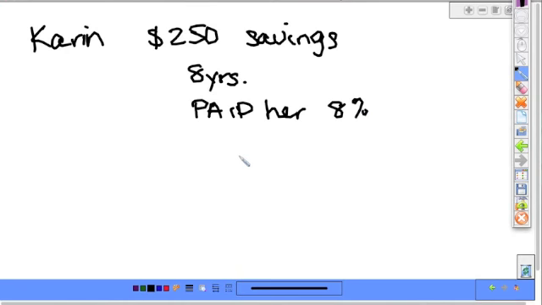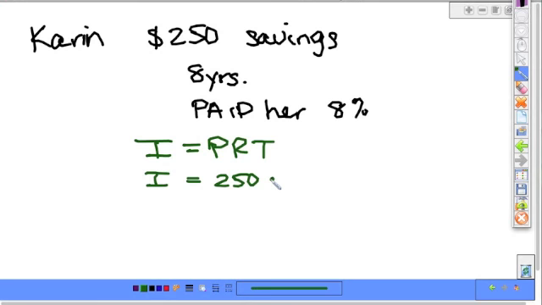Okay, so which means we're going to take our formula. Interest equals principal times rate times time. Interest we're solving for. Her principal is 250. Her rate is 0.08. And her time is 8 years. So if we go 250 times 0.08 times 8, we get our interest of $160. So because she had her savings account with this bank and she went over 8 years, the bank gave her $160 on top of what she originally put in there.